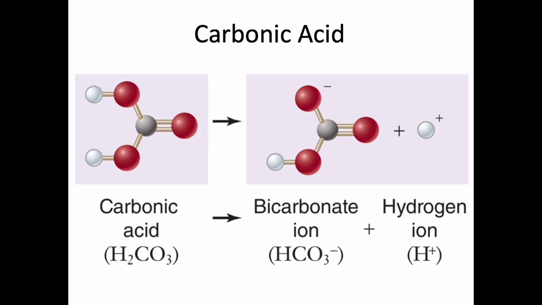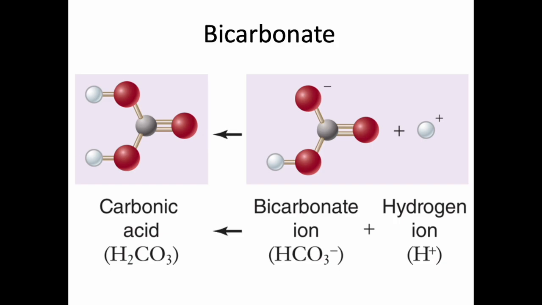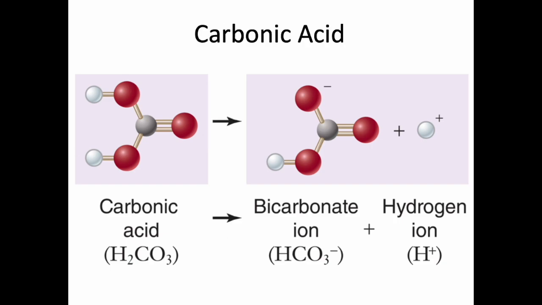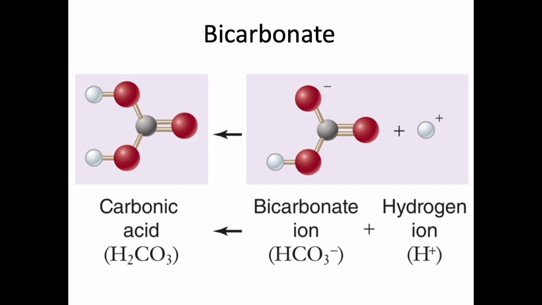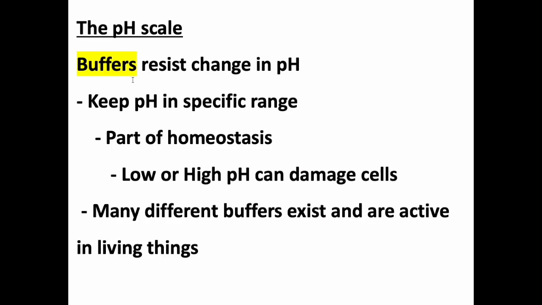Now, you may have noticed that bicarbonate and carbonic acid are kind of two sides of the same coin. It's just this arrow pointing in different directions. Here it is acting like an acid. Here it is acting like a base. This illustrates a third key term in this section, and that is the term buffer. A buffer is a chemical compound that is going to resist change in pH.